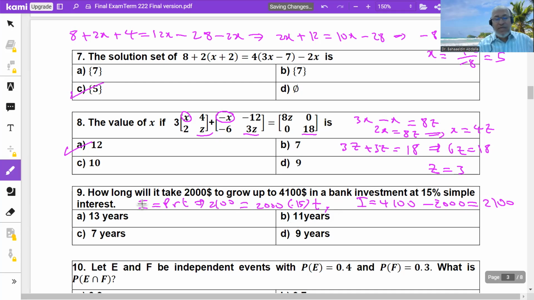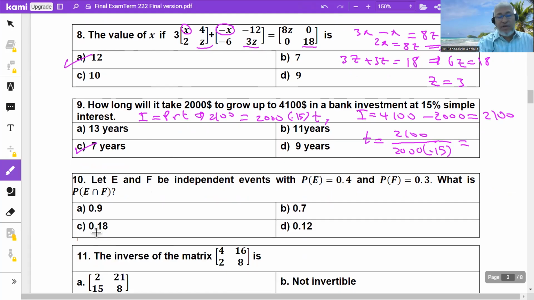So we need to find T, how long. So what is T? T would be 2,100 divided by 0.15 times 2,000. If you use the calculator, you will find that the answer is 7 years. Just use the calculator to divide 2,100 over 2,000 times 0.15. The answer is 7 years.